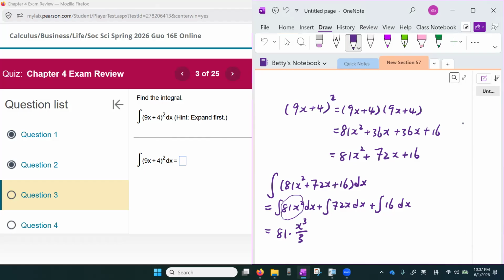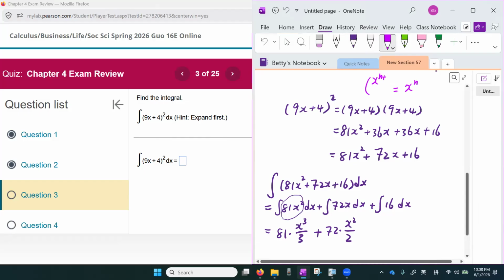And then continue. We keep 72. The coefficient remains as coefficient. The antiderivative of x is x squared over 2. Right? So the formula says the antiderivative of x to the power of n is x to the power of n plus 1 over n plus 1. Okay? So that's how we know the antiderivative of x is x squared over 2, and the antiderivative of 16 is 16x, and then plus C.